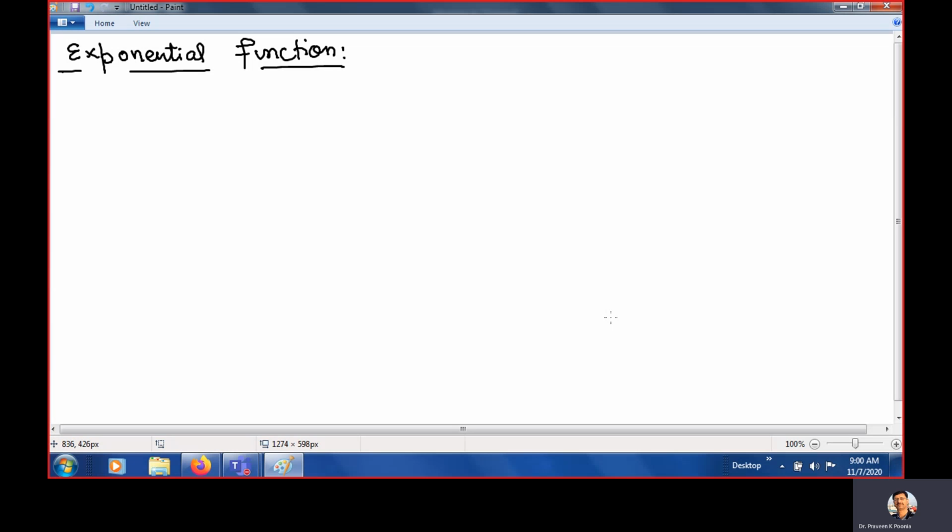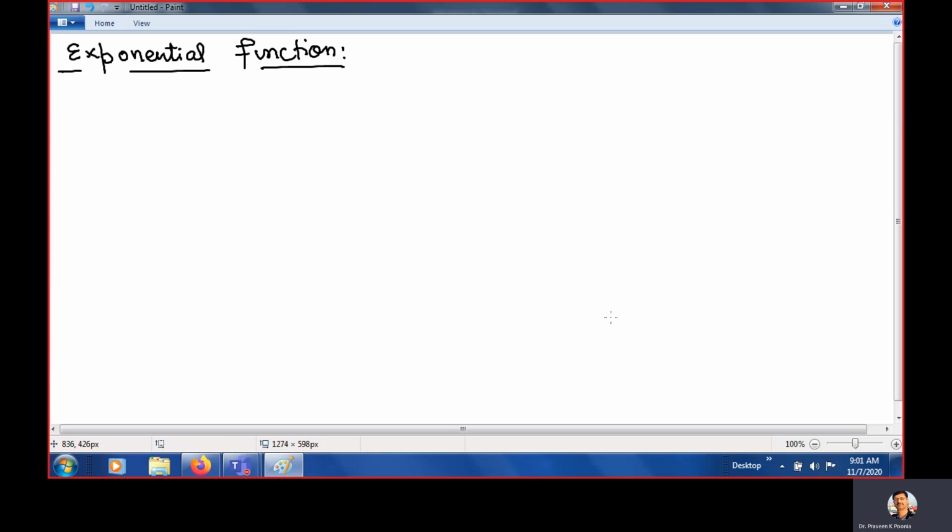In this week we are going to discuss the exponential function. What is the exponential function? What are the properties of the exponential function? Then some questions and graphs of the exponential function. This is week 5. In week number 6 we will study the logarithmic function, its properties and questions based on the logarithmic function.